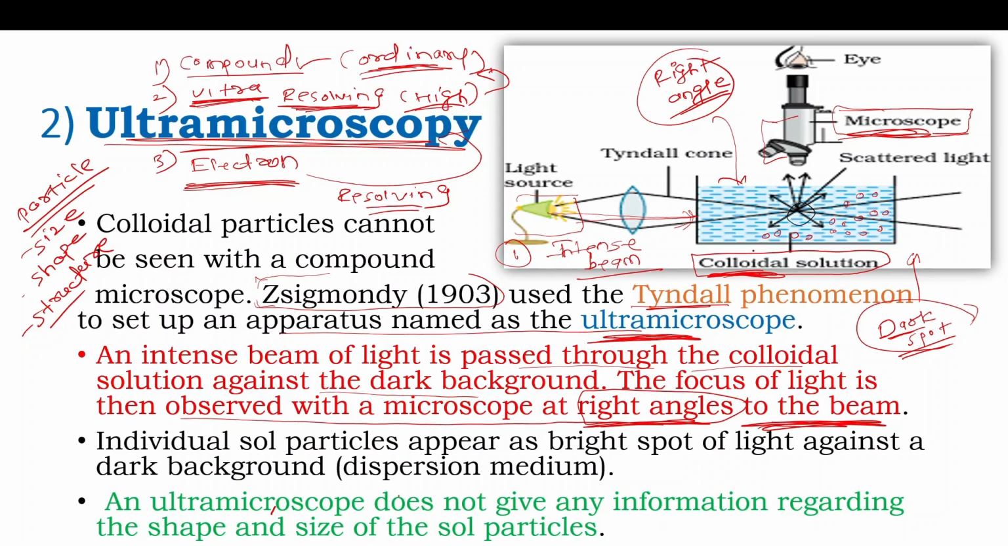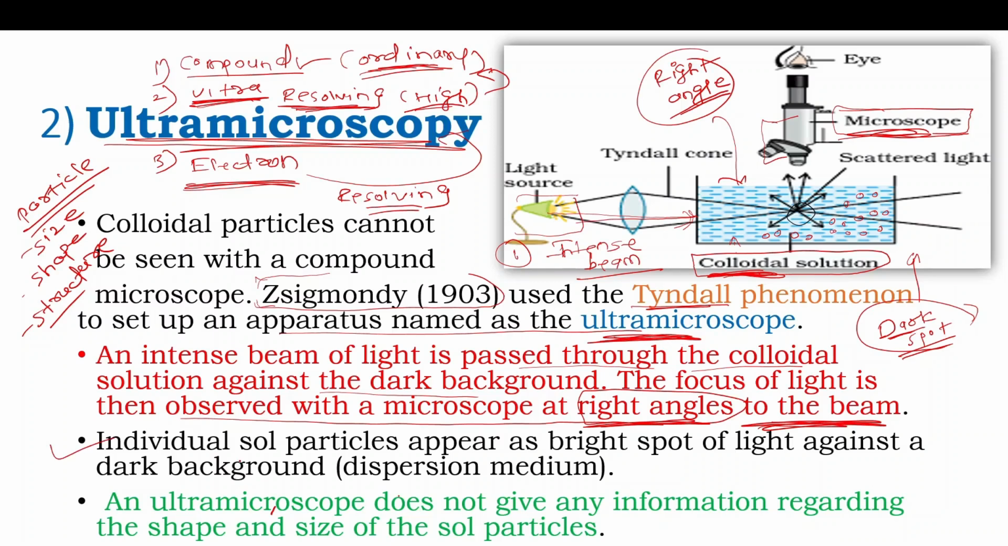Between the colloidal solution and the ultra microscope there should be a right angle, that is the 90 degree angle, and we observe the colloidal solution. Simple: the light source passes through the colloidal solution, and when you observe the colloidal solution, there is a formation of the right angle to that of the colloidal solution.